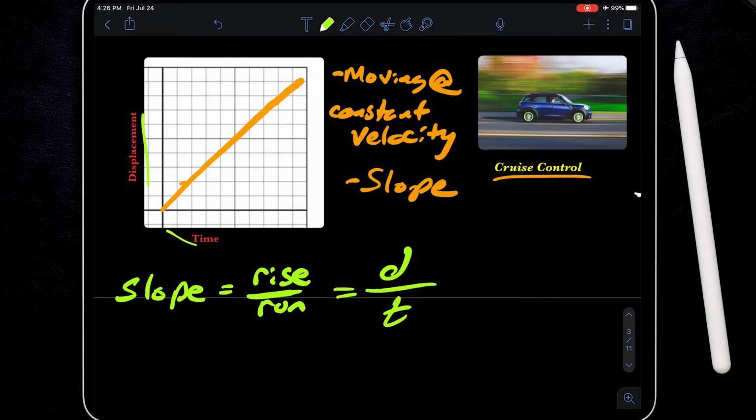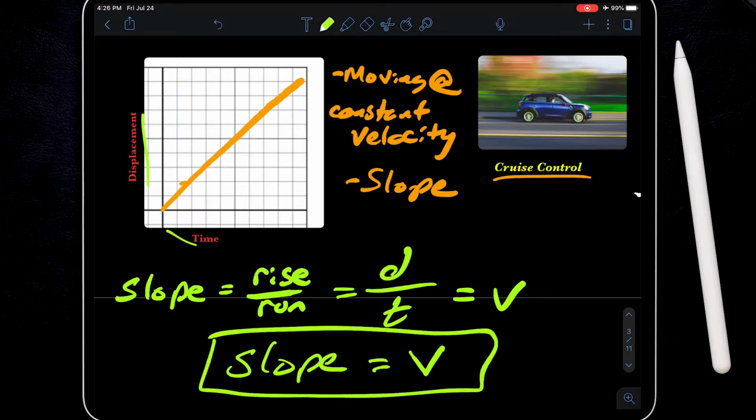And you remember from your kinematic equations that displacement divided by time actually gives you velocity. So with all that said, the slope of a graph on a displacement versus time graph is actually going to give you the velocity. That's an important piece of information. So whenever you're looking at these displacement versus time graphs and you see these different slopes, that's showing you how fast the object is moving. The steeper the slope, the faster it's moving, the more flat the slope is, the slower it's moving.